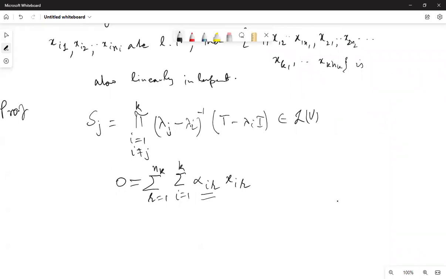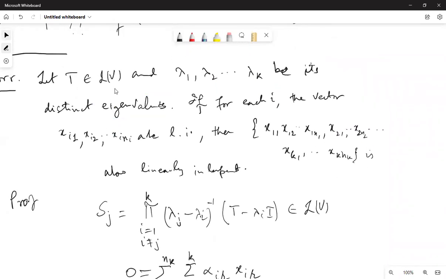Sir, can you please explain this again? Yeah. What is the statement? Here we are taking any operator and we are taking k different eigenvalues of this. With respect to each eigenvalue, I am getting a set of linearly independent vectors.